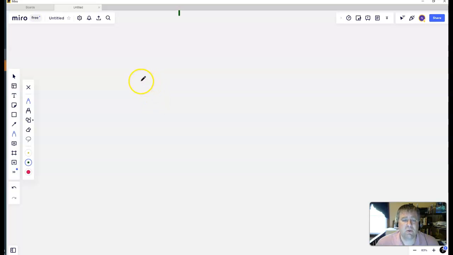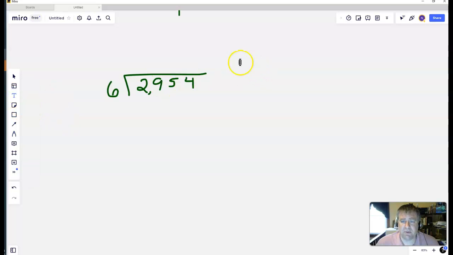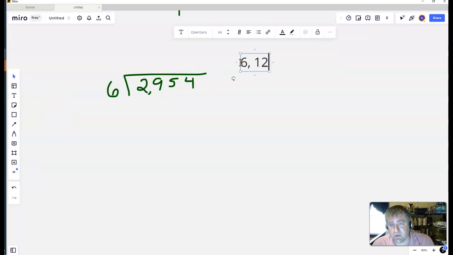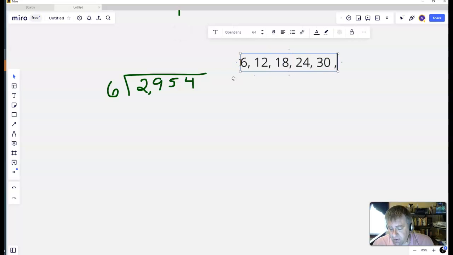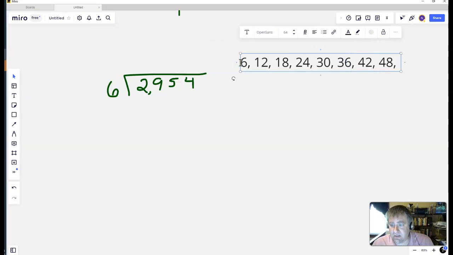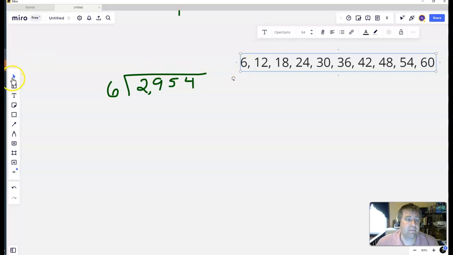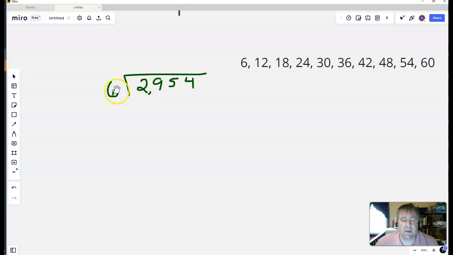I'm going to do 2,954 divided by 6. Okay. So again, I'm going to think about my multiples of 6. We're going to go with 6, 12, 18, 24, 30, 36, 42, 48, 54, and then 60, which again, I should never use the 60. Start off with 2 divided by 6. How many times can 6 fit into 2? Well, I can't. 1, 6 gets me all the way to 6, so I can't.